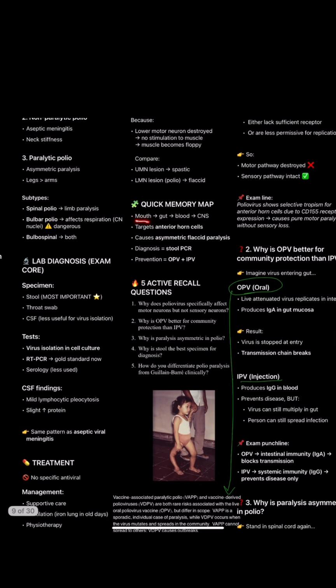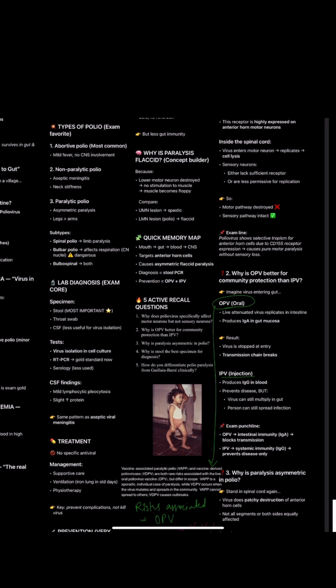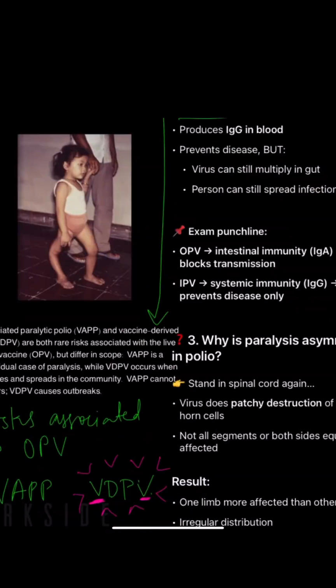Now talking about it: in the mouth, the virus has entered, it has gone to the gut, entered the blood, entered the CNS, and targeted anterior horn cells. It has caused asymmetric flaccid paralysis, and the diagnosis is by stool and PCR. And prevention is by OPV and IPV, and these questions can easily be done by me. First two questions I have discussed. The third question is why is paralysis asymmetric?